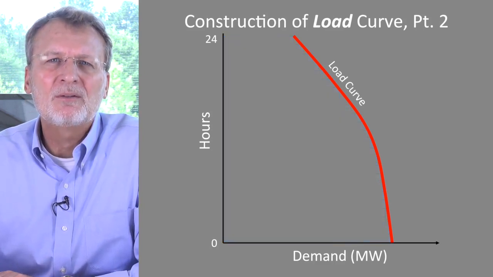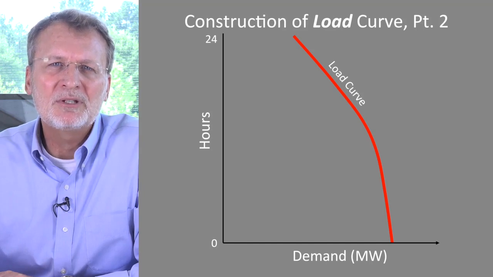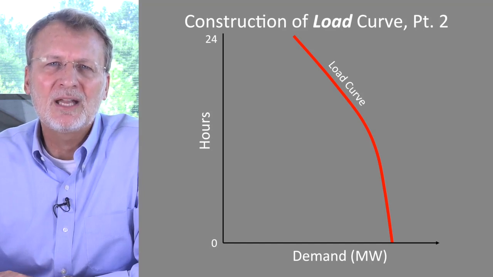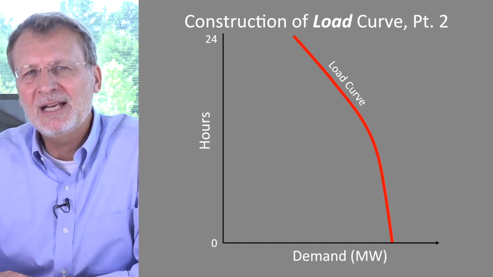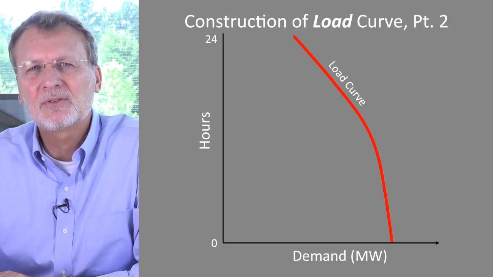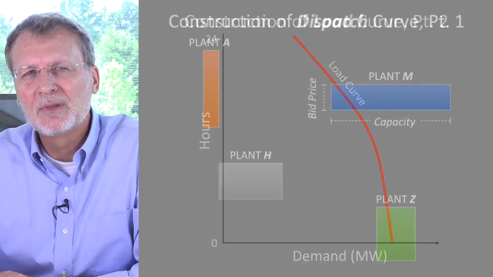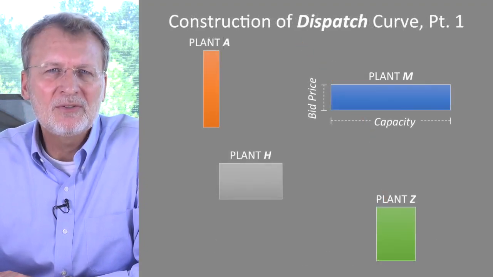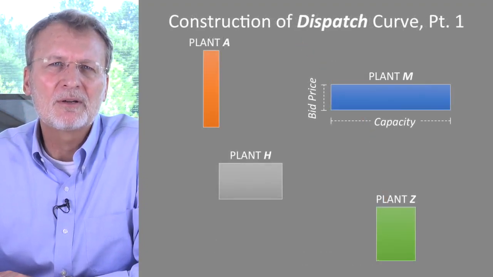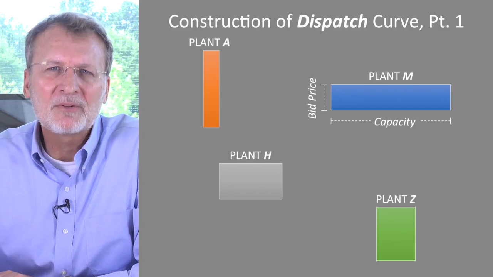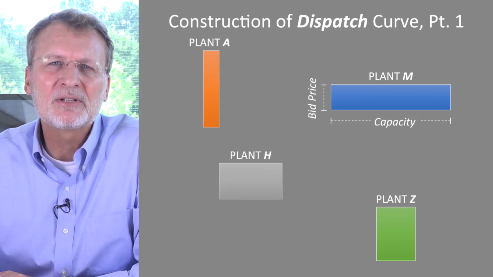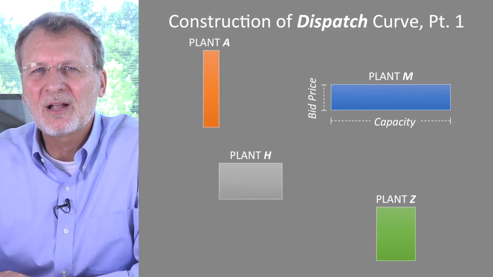At this point then, we have the quantity that will be demanded for different fractions of the day, but we don't yet have any information on the price of electricity. The price information comes from the generators. The generators provide two pieces of information to the system operator. These are the amount of power they can provide on an hourly basis and the price that they're willing to sell all that power for on an hourly basis.